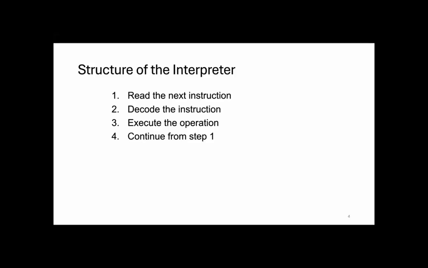The goal of the interpreter is to execute the program and its operations. So how does it work? First, it needs to read the next instruction. Then it decodes and understands what operation is included in the instruction. Afterwards, it needs to execute the operation itself. After executing that operation and being done with that instruction, we go back to step number 1: reading the instruction, decoding it, and executing it. So this is basically the structure of the interpreter and how it works.